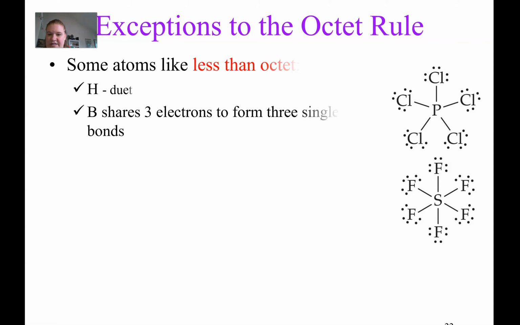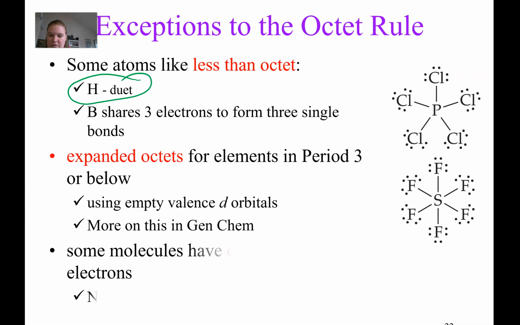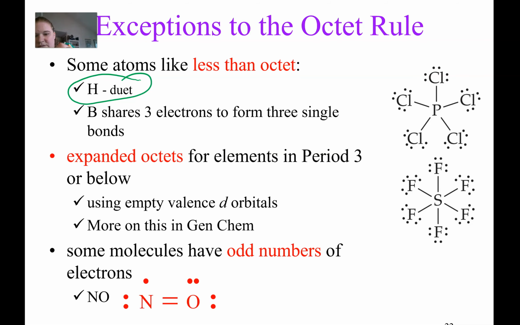A few slides ago, I did mention that there's some exceptions to the octet rule. We've already talked about one, hydrogen. Hydrogen likes to form a duet. Boron is another one. Boron only wants to form 3 bonds. So something like BH3. That is a stable, happy molecule. Boron is a smaller atom, and so it doesn't need all four bonds. It doesn't need that full octet to be stable. So, less than an octet.